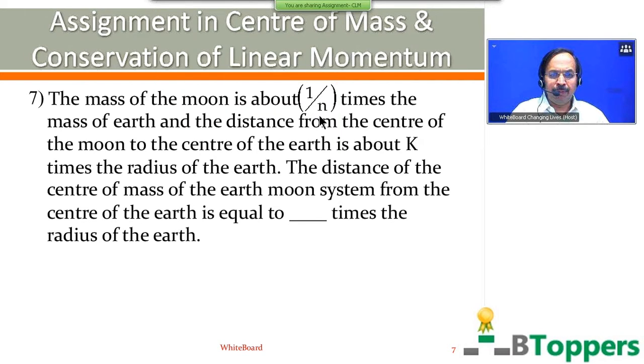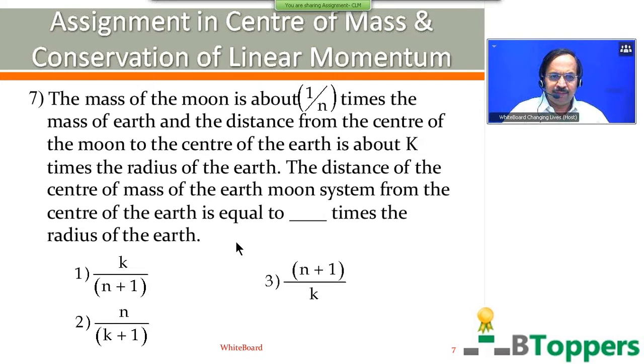The mass of the moon is about 1 by n times the mass of Earth, and the distance from the center of the moon to the center of the Earth is about k times the radius of the Earth. The distance of the center of mass of the Earth-Moon system from the center of the Earth is equal to dash times the radius of the Earth. So you are shown 4 options on the screen in terms of n and k. Come on, try the question. So here, understand that n and k are constants.